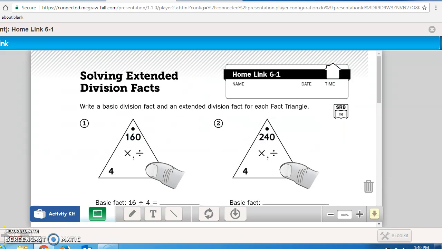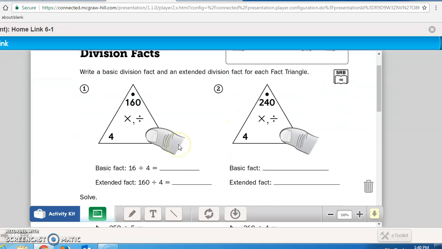The last thing you're doing for lesson 6-1 is getting Math Masters page 227 out of the file folder. Math Masters page 227 is asking you to write a basic division fact and an extended division fact for each fact triangle. I'll do the first one with you. Here's the basic math fact. Again, 16 divided by 4. You should know that that is 4.